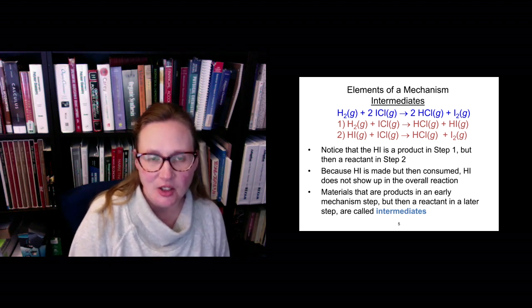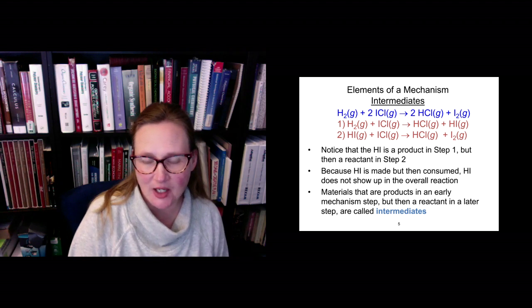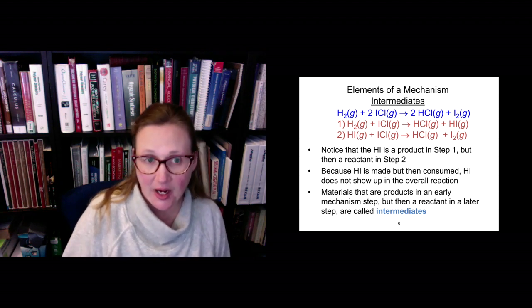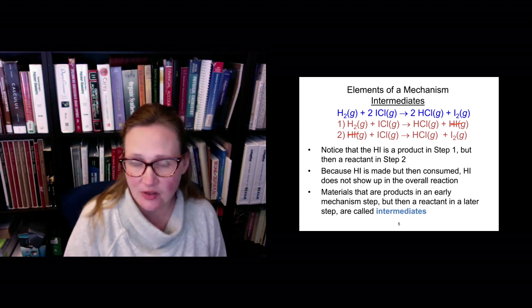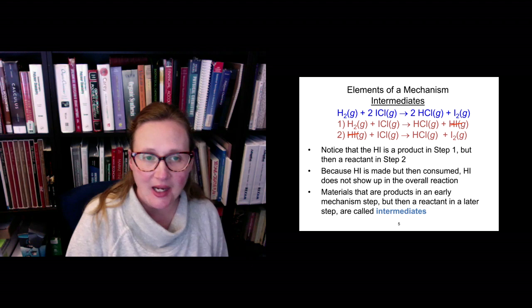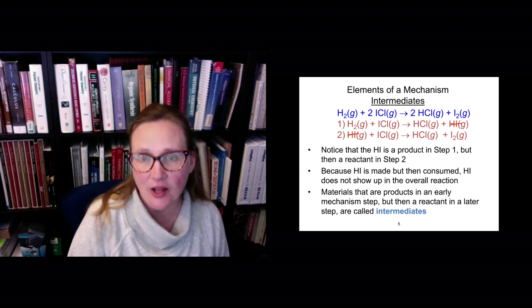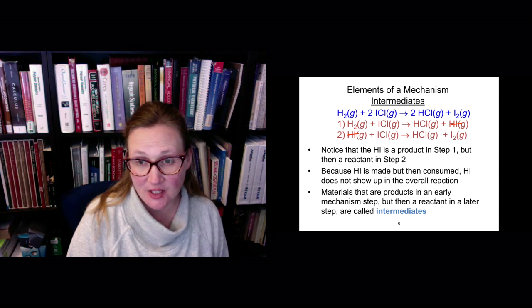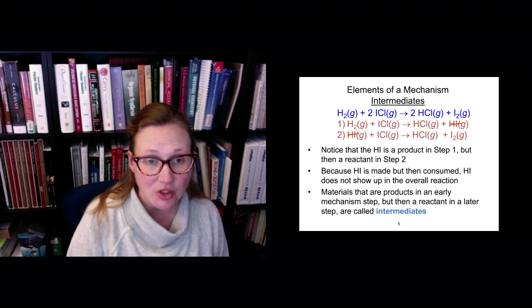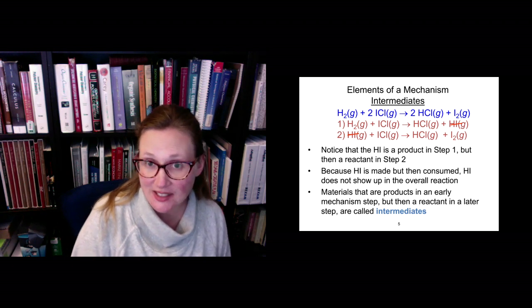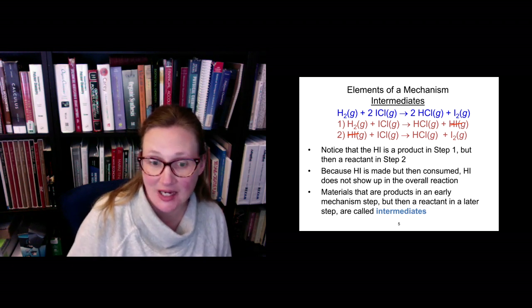Those compounds that don't show up in the overall reaction but show up in the elementary steps are called intermediates. When we write the elementary steps, we can just cross out those intermediates and add up the elementary steps to give us the overall reaction. You can see once we cross out the HI intermediates, we have H2 plus 2 ICl forms 2 HCl molecules plus I2.